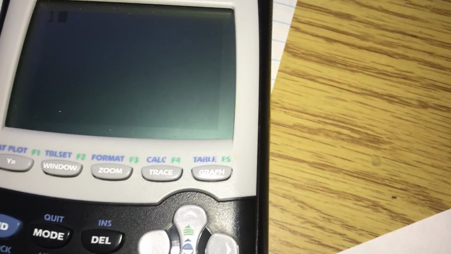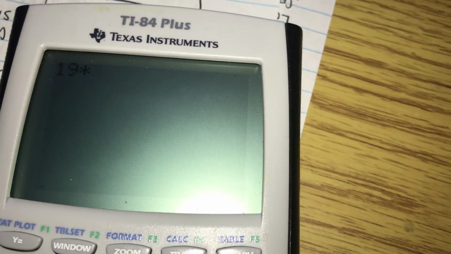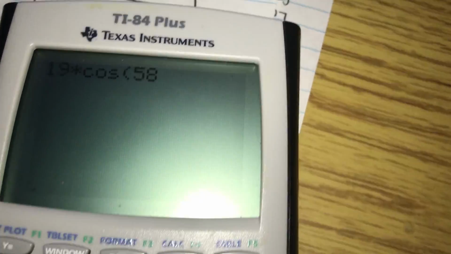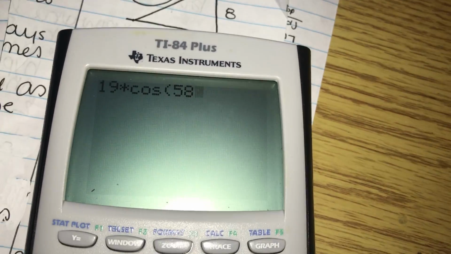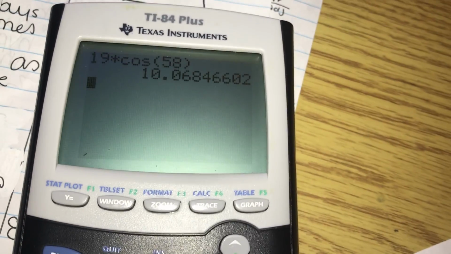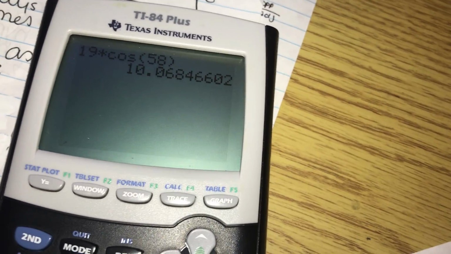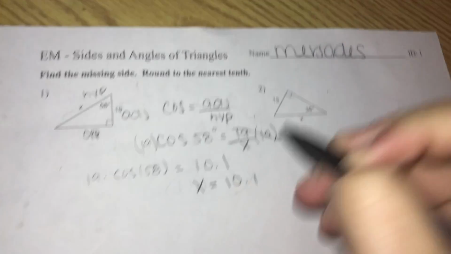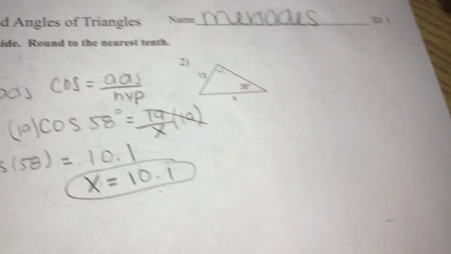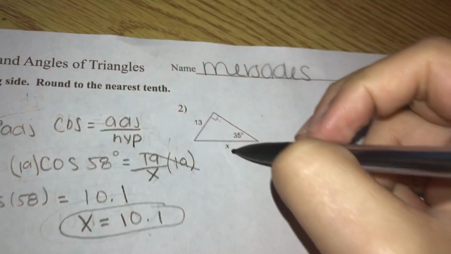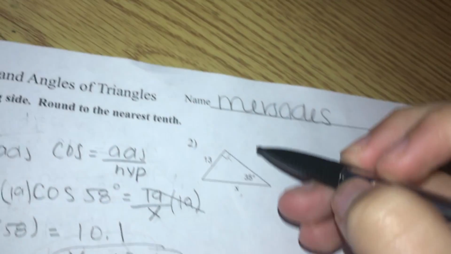Okay, I'm going to plug that into the calculator. So 19 times cosine of 58, you're going to want to make sure your calculator is in degrees under the mode. It says round it to the nearest tenth, so it equals 10.1, so x equals 10.1 for number 1.